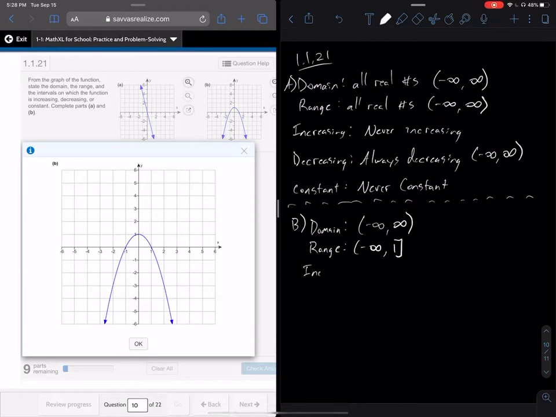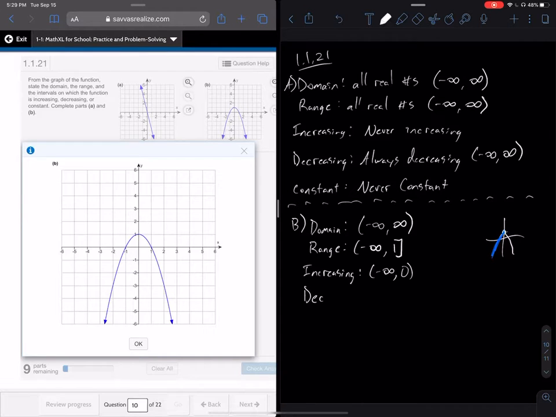After that, increasing. Again, we're reading left to right. So it's increasing from our negative infinity, and it keeps going up until we get to that point where it's (0, 1). Right at this point here is where it starts to change. So it's increasing for this whole portion. Now, when we're talking about increasing and decreasing, we're talking in terms of x values. So my x value at that point is going to be 0.